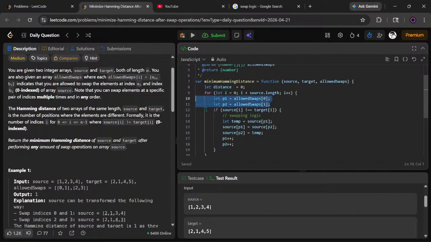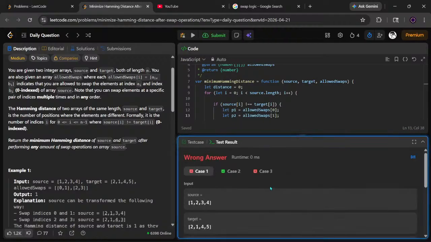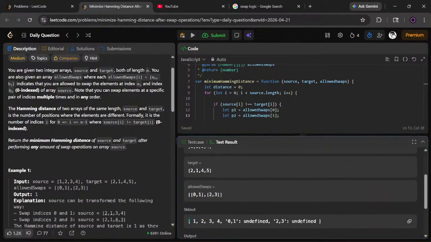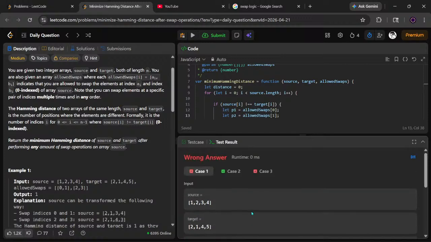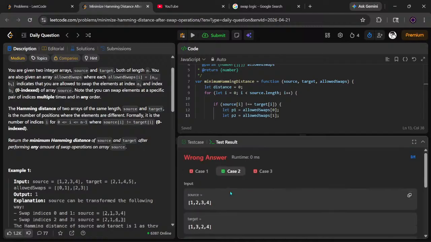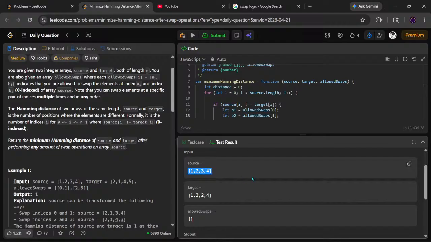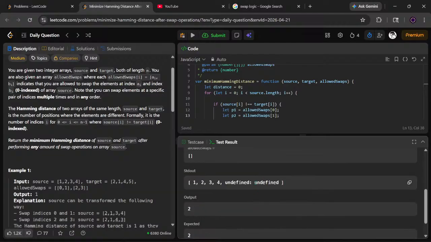Yeah, but this should come inside. But I think something is wrong with my swapping logic. Not completely wrong. Because it is not even swapping, but literally replacing the whole values from somewhere. See this, bro. What is this? Undefined. It just gave the source. I think no swap happened here, bro. But we still got two.